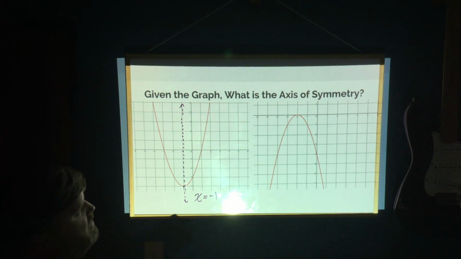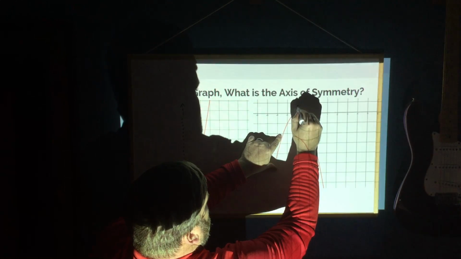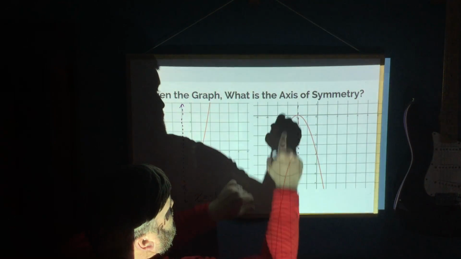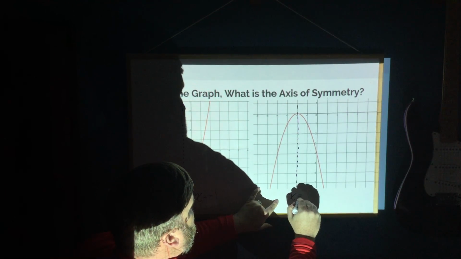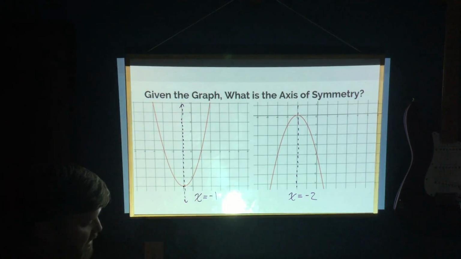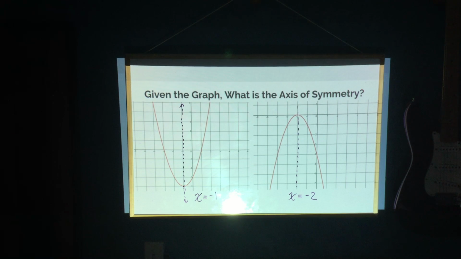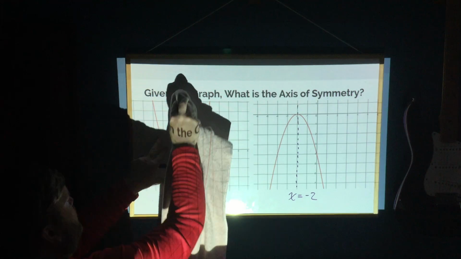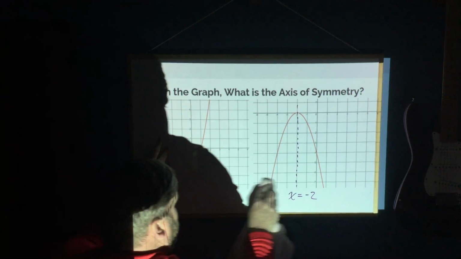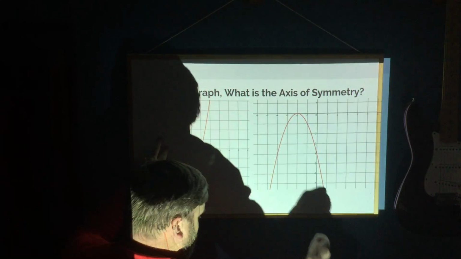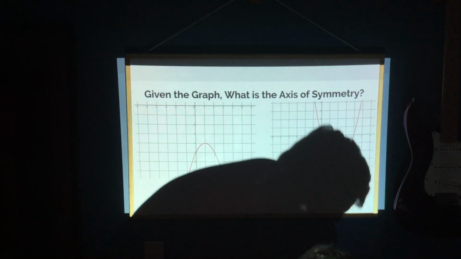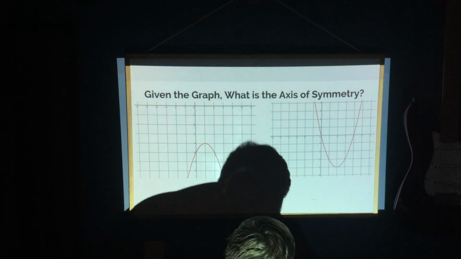If we look at this next one, we have the axis of symmetry here. X is equal to -2, so the axis of symmetry is the vertical line, x equals -2. So if we're given a graph, again, this is really easy to spot. Let's look at a couple more.